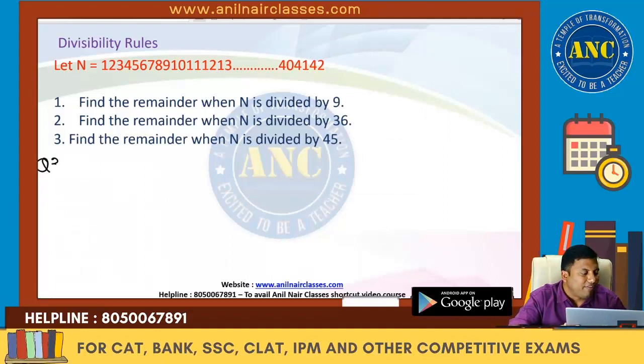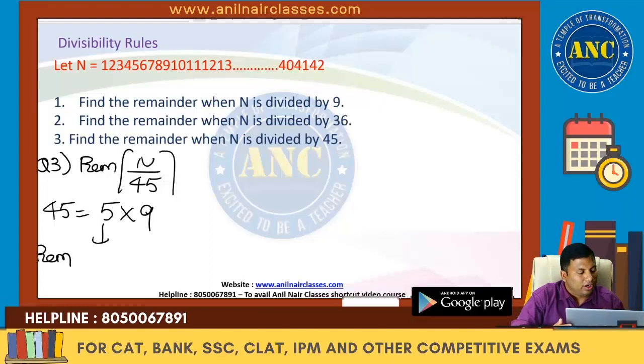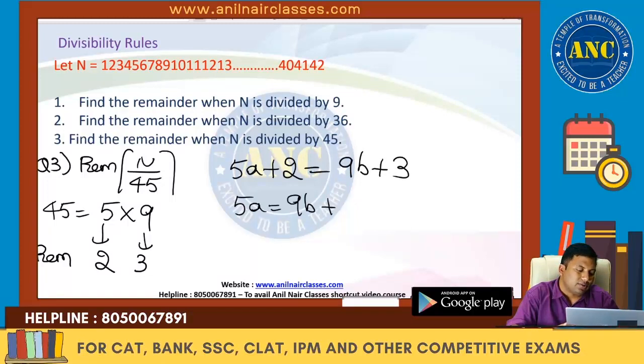Question number 3. Find the remainder when it is divided by 45. 45 is nothing but 5 into 9. Same thing, try to do. 5 means unit digit will be 0 or 5. Unit digit is 2, so 2. When divided by 9, I got a remainder 3. So one is 5a plus 2 and another is 9b plus 3. Both will represent the same equation. So 5a is equivalent to 9b plus 1. 5a is equivalent to 5b plus 4b plus 1.